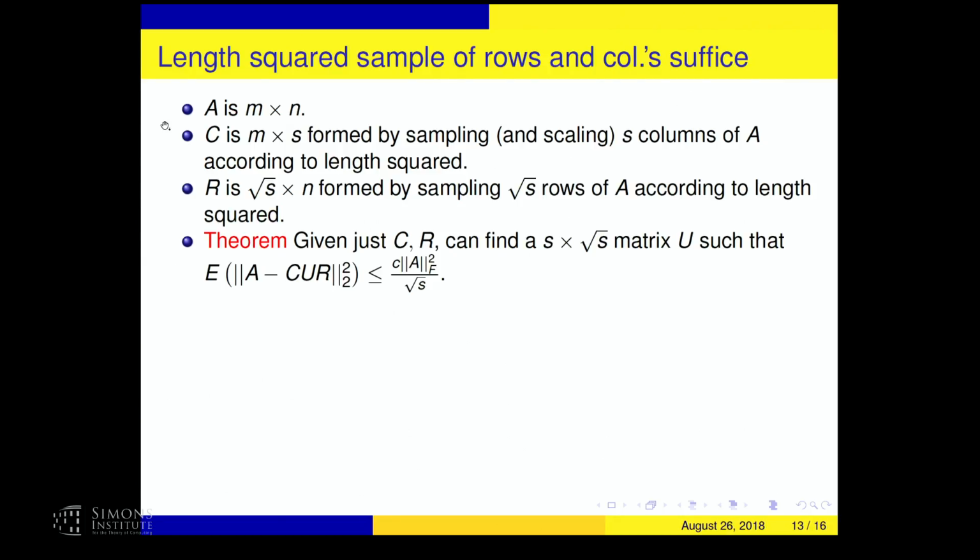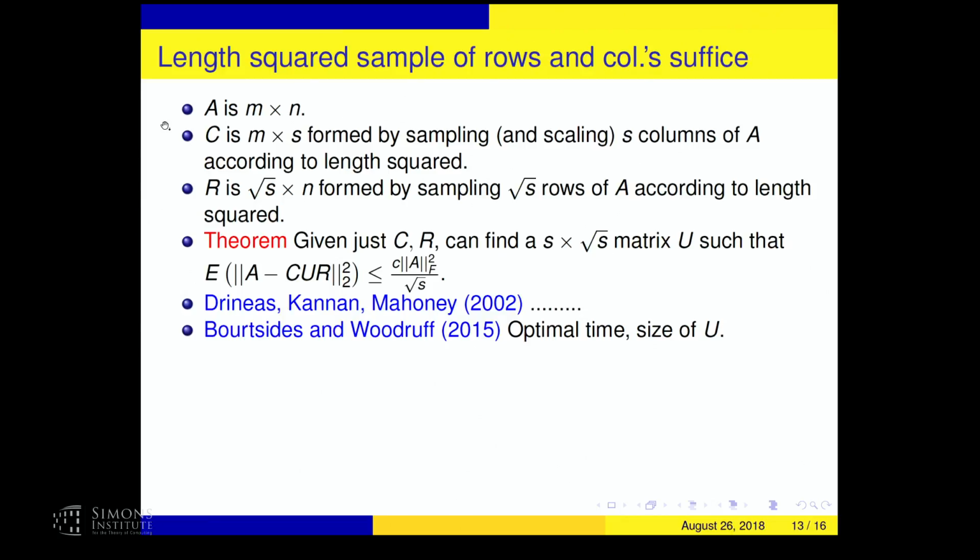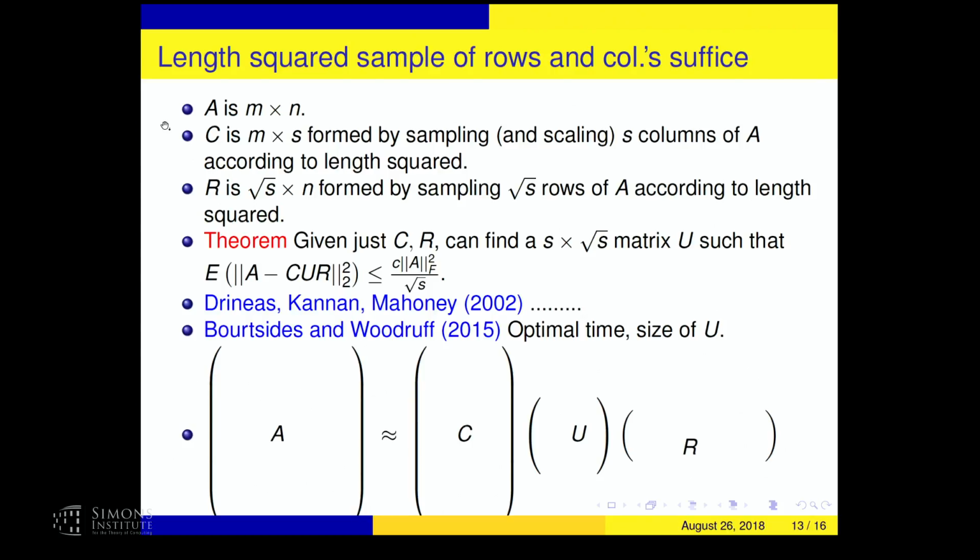If you give me C and R, I'll put a picture. This is due to Petros Drineas and Mike Mahoney. But there have been a lot of improvements, and there are very nice results of both Thedis and Woodruff, which give the optimal algorithm for finding that U from C and R.